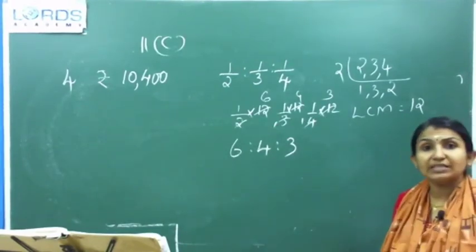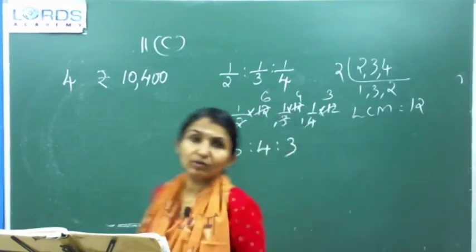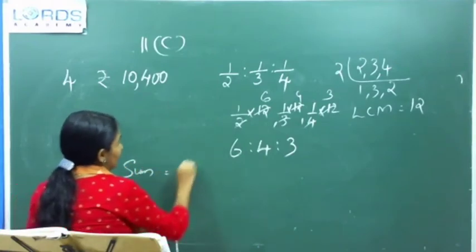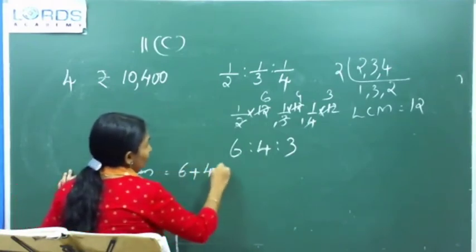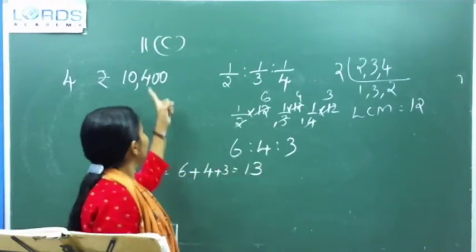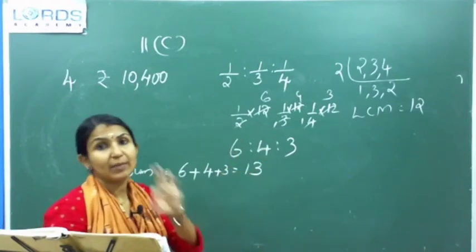Now what is our next step? We should find out the sum of these numbers. The sum will be 6 plus 4 plus 3, that is 13. Now we want to divide this amount in the ratio 6 is to 4 is to 3 among 3 people.